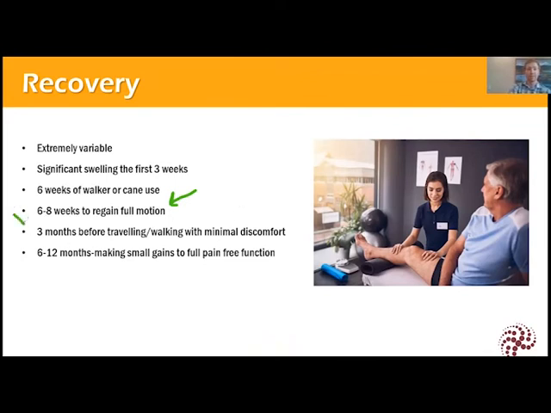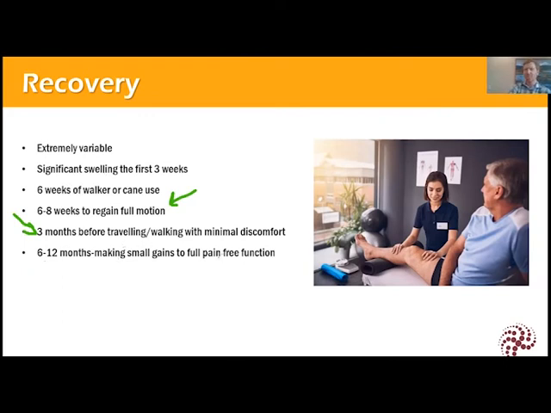It's usually about 3 to 4 months before I want folks heading out and traveling, walking. I know we're all in our house. That's why we're doing a webinar tonight. By the time we can get to travel again, it's usually about 3 to 4 months after a knee replacement. And then 6 to 12 months making small gains.